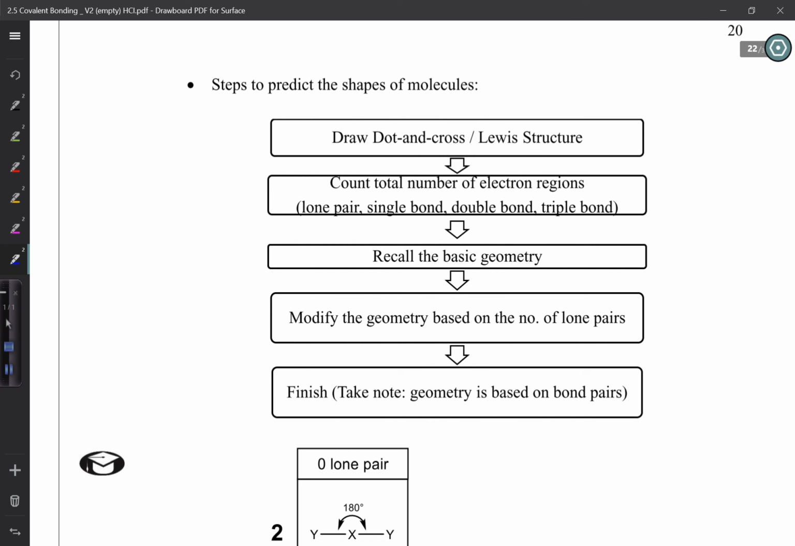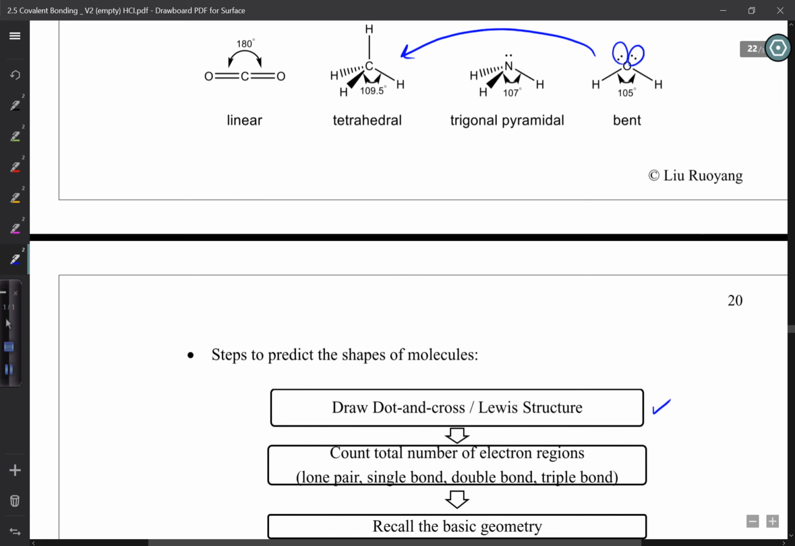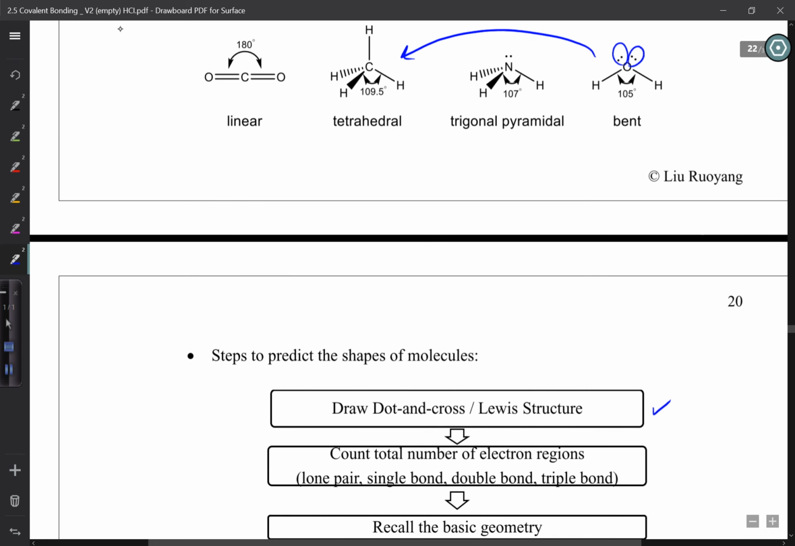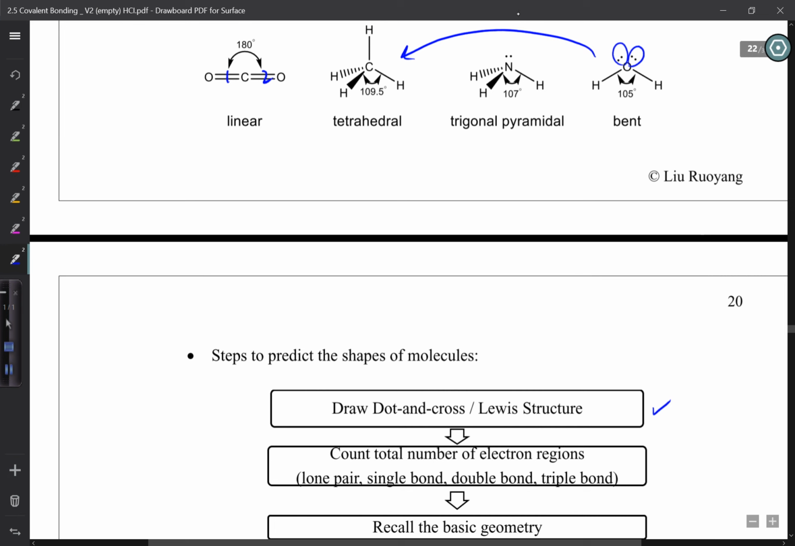Alright, never. So first step, you must be able to draw a dot and cross Lewis structure. I already trained you on this. Next, you have to count the total number of electron regions. What do I mean by this? For example, let's say carbon dioxide. You will have 2 electron regions around the central carbon. This is 1, this is 2. Whereas for methane, it will be 1, 2, 3, and 4. Alright, and then for ammonia, it will be 1, 2, 3, and 4. Or for water, it will be 1, 2, 3, and 4.